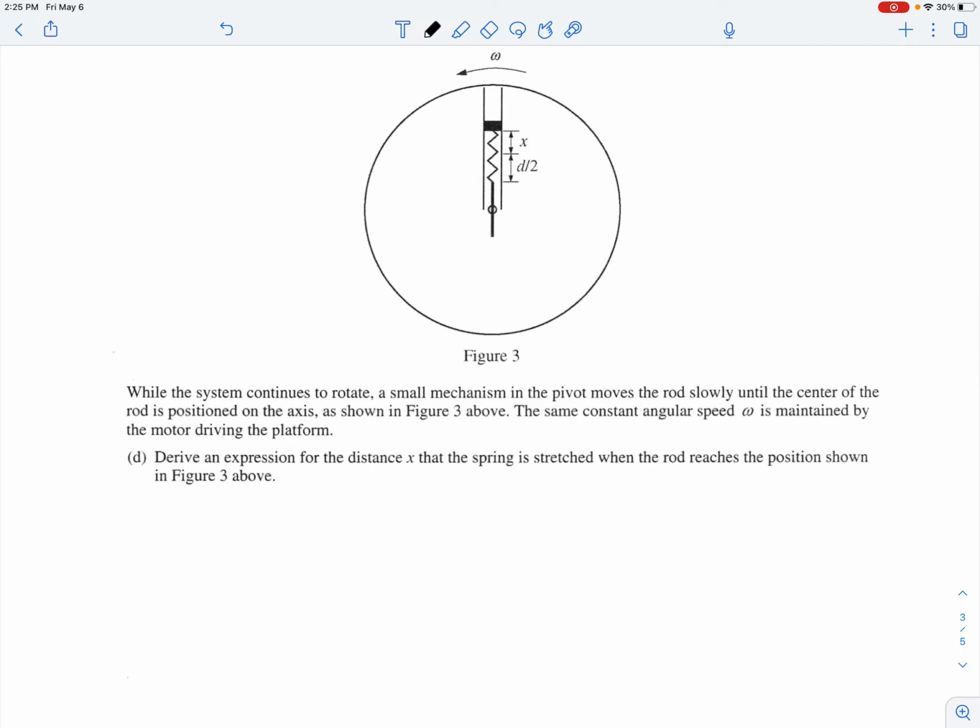While the system continues to rotate, a small mechanism in the pivot moves the rod slowly until the center of the rod is positioned on the axis. Okay, so they chop that into a half as a rod. The same constant angular speed is maintained by the motor driving the platform. Derive an expression for the distance the spring is stretched when the rod reaches the position.